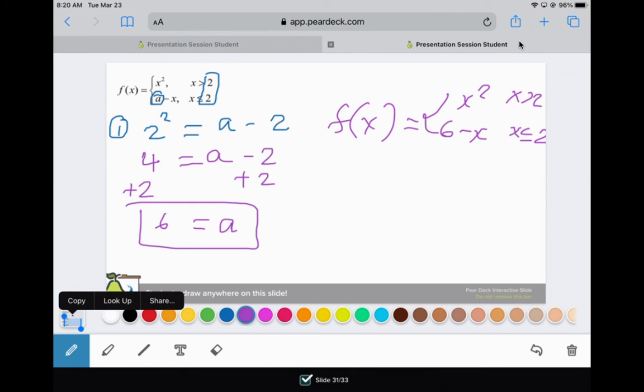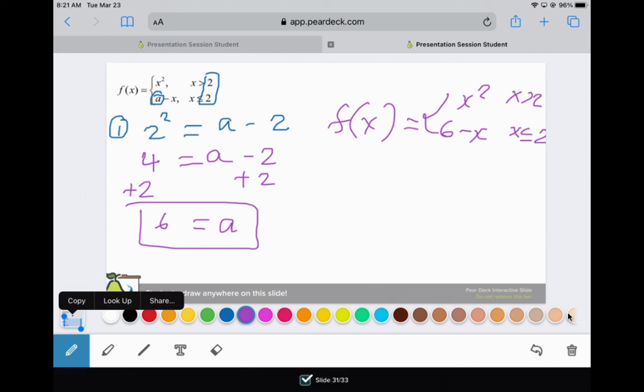Questions? This is nice and easy. The function is kind of nice for us to solve, but sometime we're going to run into equations where you have to factor it out. So that's just another example that we looked at.